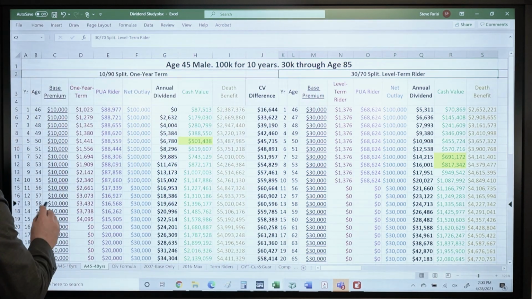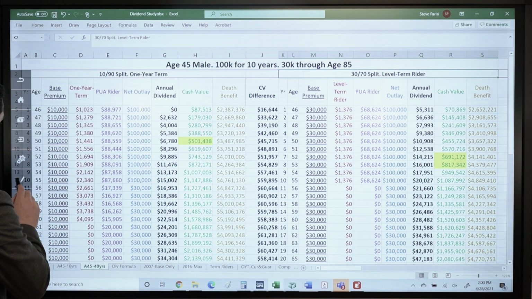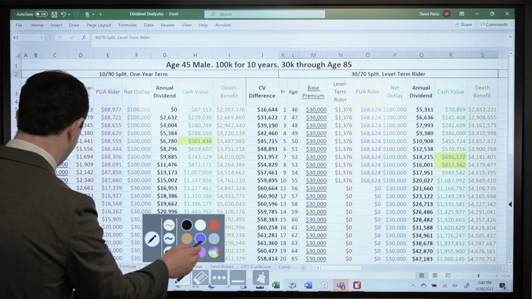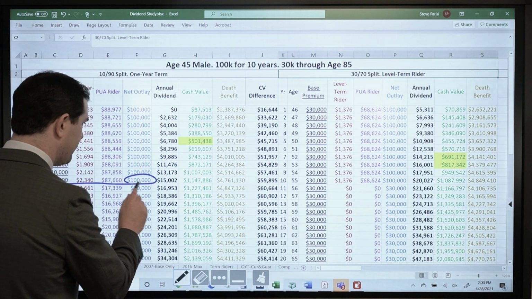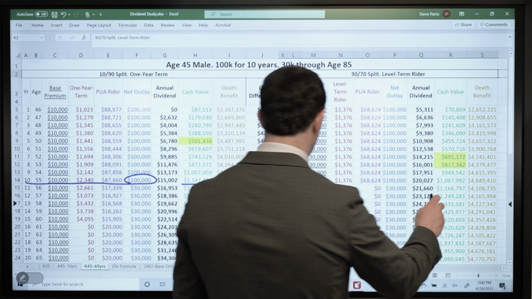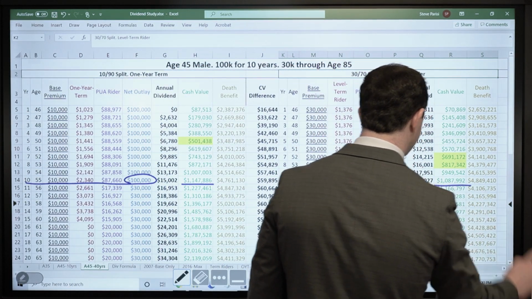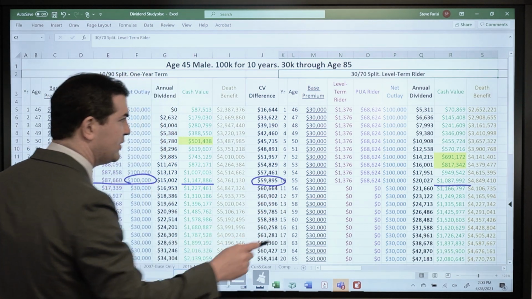So interesting when we look at it. Let's take a look here. First 10 years, these two are identical because it's the exact same policy. Through year 10, 100,000 in, 1.147 in the 1090, 1.087 in the 3070, about a $60,000 cash value difference.